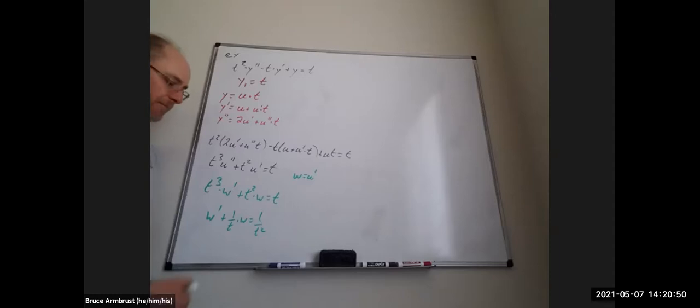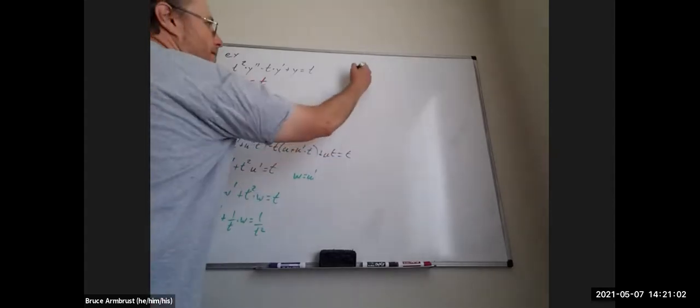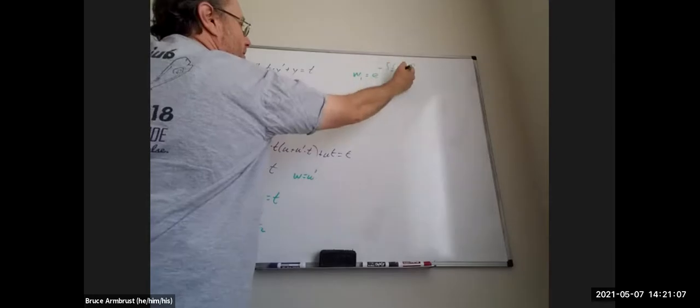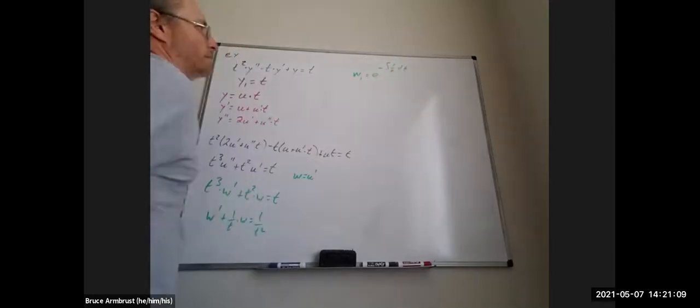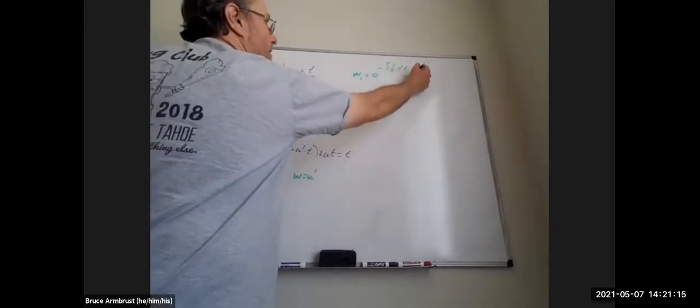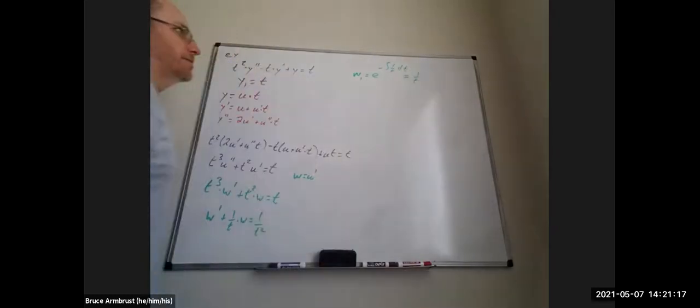All right, so we go to our techniques for linear first order. So we are going to have to find a W1 and all that kind of stuff. So W1 is going to be e to the negative integral of 1 over t. 1 over t becomes natural log of t, e to the negative natural log of t equals 1 over t.